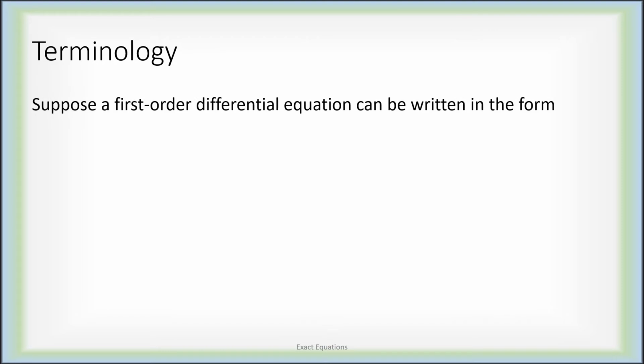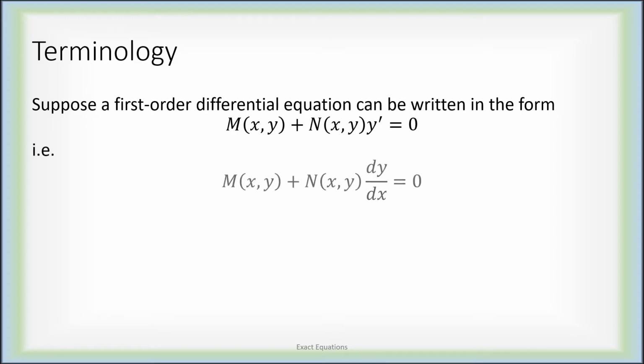Suppose a first-order differential equation can be written in the following form. Some function of x and y plus some other function of x and y times y prime is 0. In other words, some function of x and y plus some function of x and y dy/dx is 0. Now, what's important to pick up here is that the only place you see a y prime can be factored out of some other expression. So you don't have anything like y prime squared or divided by y prime, anything like that. Function of x and y, function of x and y prime, 0.